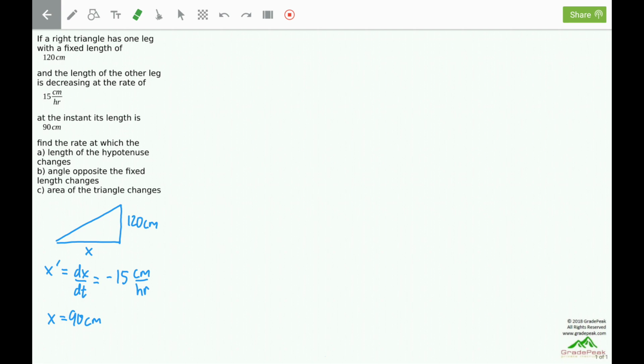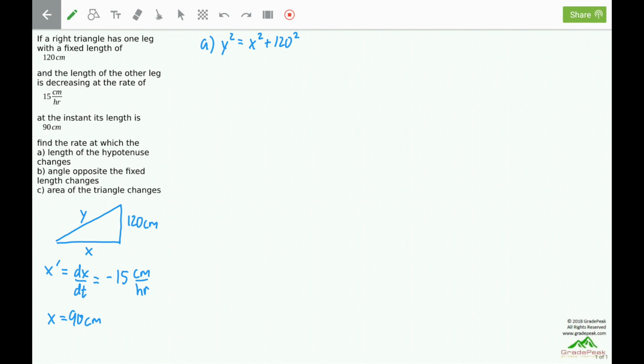For part A, we want to find the rate at which the length of the hypotenuse changes. Let's give the hypotenuse a name, say y. We have the rate at which x changes. We want to find the rate at which y changes. We will need to first find how y is related to x. Well, y is the length of the hypotenuse, and x is the length of one of the legs. For a right triangle, they're related by the Pythagorean theorem. Hypotenuse squared equals one leg squared plus the other leg squared. There's our related variables equation.